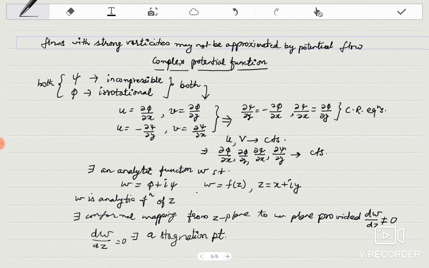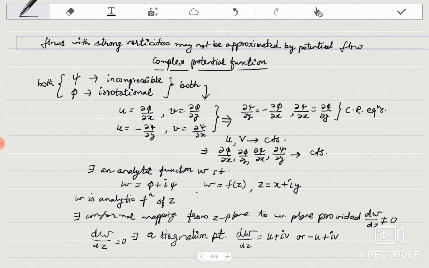The reason being that you can easily see that dW/dz will be u − iv, or −u + iv, as you define your phi. And u is a velocity component, v is a velocity component. If I write dW/dz equal to 0, it simply means that u and v both are 0. So it is called the stagnation point. So this is the introduction of the complex potential function.